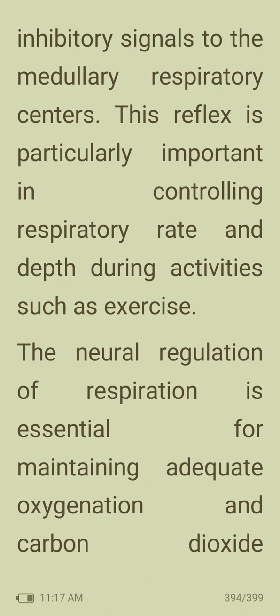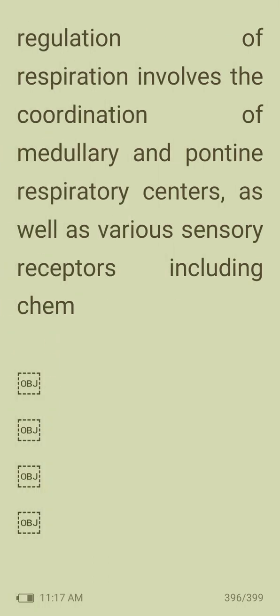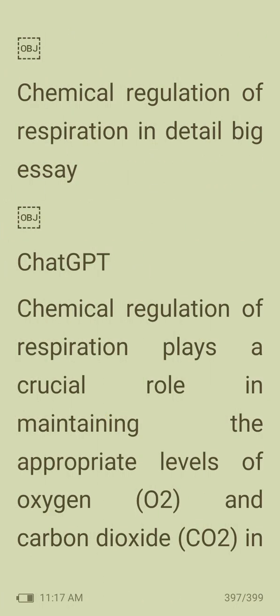The neural regulation of respiration is essential for maintaining adequate oxygenation and carbon dioxide elimination of the body. It ensures that the respiratory rate and depth are appropriately adjusted to meet the metabolic demands of the body. Any disruption in this regulation can lead to respiratory disorders such as hypoventilation or hyperventilation. So in summary, the neural regulation of respiration involves the coordination of medullary and pontine respiratory centers as well as various sensory receptors, including chemoreceptors.